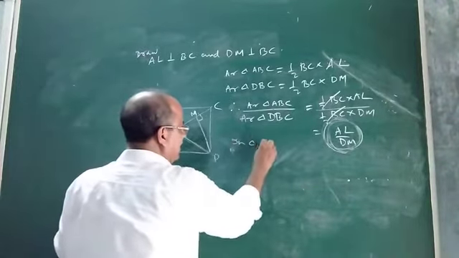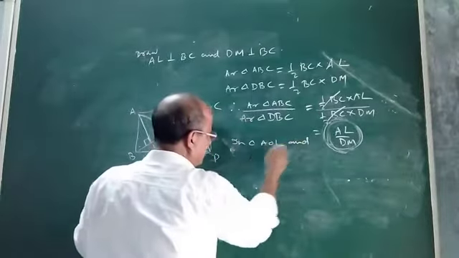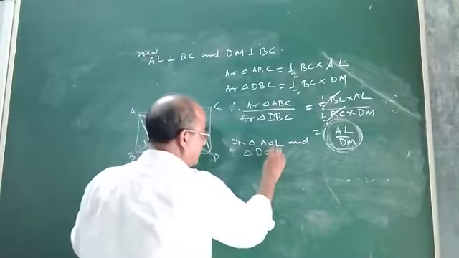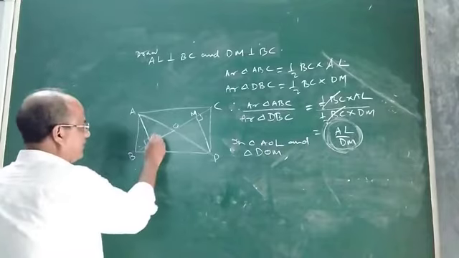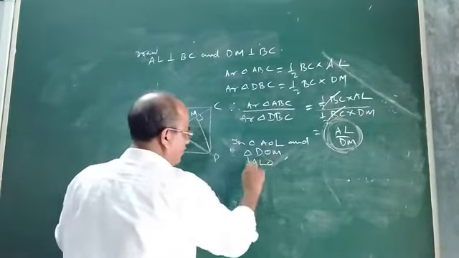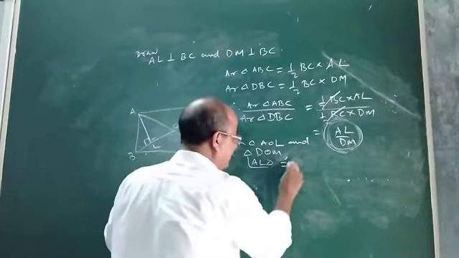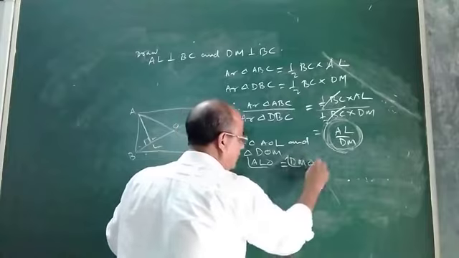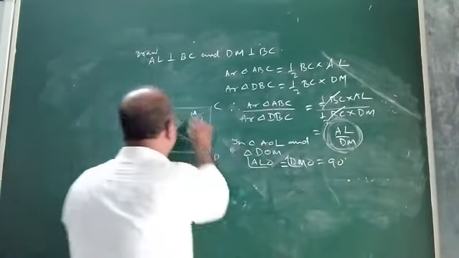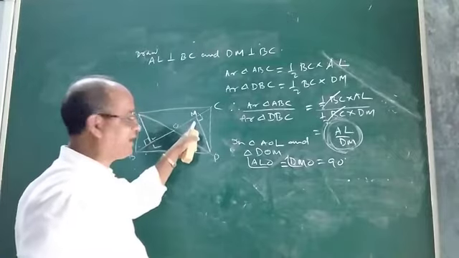Now see, in triangle AOL and triangle DOM, let us see how they are similar. Look at it, it is very simple. Angle ALO is equal to how many degrees? 90 degrees, and angle DMO is also 90 degrees, because we have drawn perpendiculars AL and DM to the same base BC. So no doubt this angle and this angle are 90 degrees.